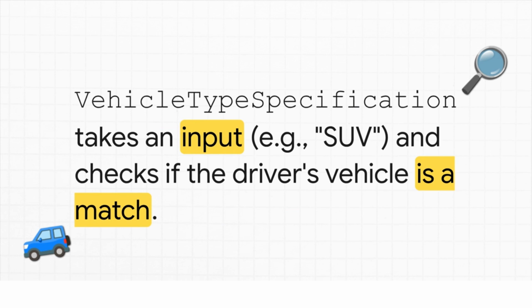Okay, but what if a rule needs some kind of input? No problem. Take the VehicleTypeSpecification. When we create an instance of this, we can pass in the vehicle type we're looking for, say an SUV. Then all its isSatisfiedBy method does is check if the driver's vehicle is a match. Again, one single clear responsibility.